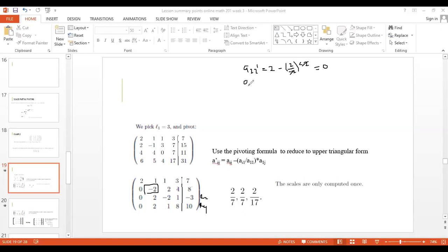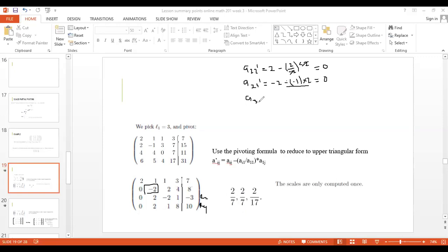Next one is A23. A23 new is -2 minus -2 over 2 over -2, which is -1. So we use that. -1 times 2. So we have +2 here and this -2, so we have 0.